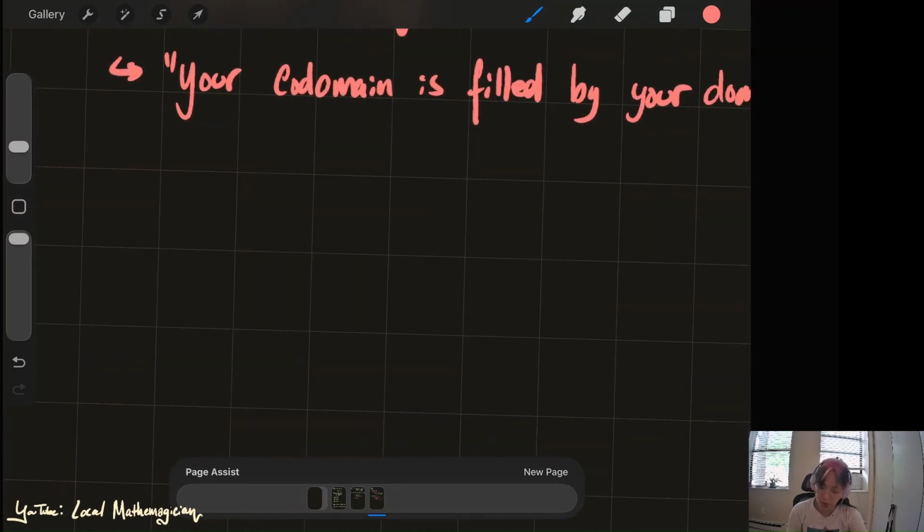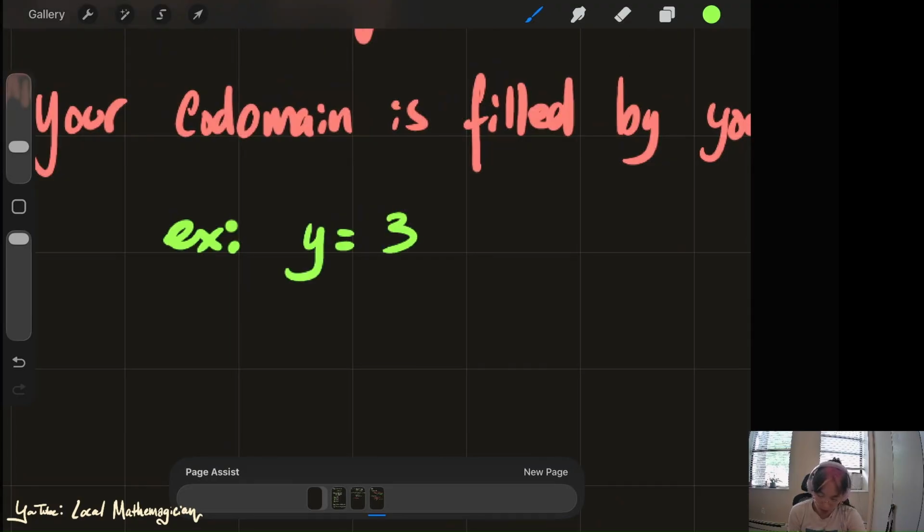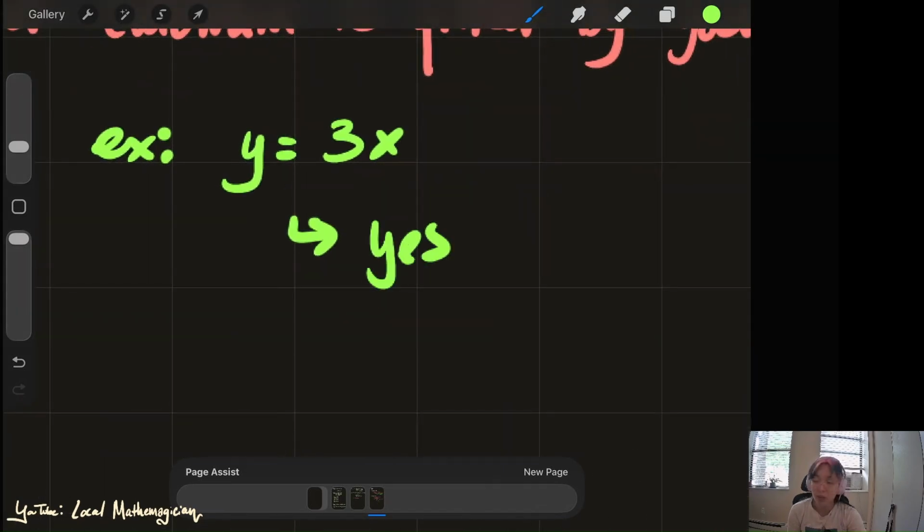So for example, for our purposes, at most your codomain will be the real numbers. That's the biggest set of numbers we'll work with. So for example, y is equal to 3x. Is this surjective? Yes, it is, because you can get all real numbers as an output. If you want negative numbers, there's some negative x you can put in. If you want positive numbers, there's a positive x you can put in. If you want y equals 0, then you plug in x equals 0.